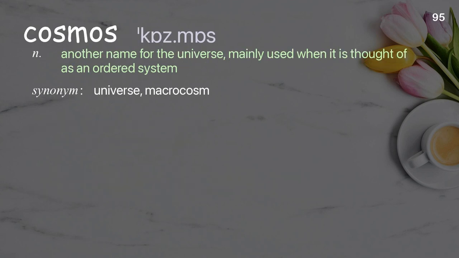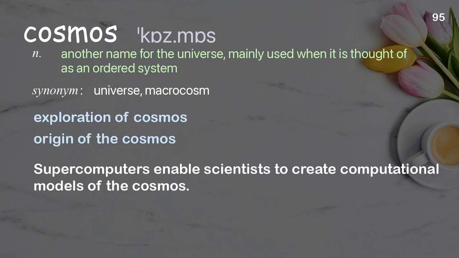Cosmos. Another name for the universe, mainly used when it is thought of as an ordered system. Examples: exploration of cosmos, origin of the cosmos. Supercomputers enable scientists to create computational models of the cosmos.